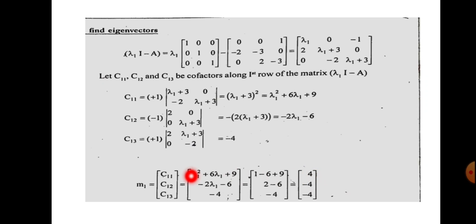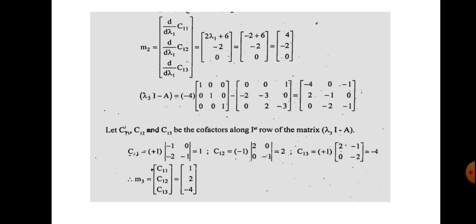And here you know that in order to find M2, you have to do the same procedure, but you know that here lambda 1 is repeating, that it has a multiplicity. So you can directly write M2 by using the equation: M2 will be equal to d by d lambda 1 of C11, d by d lambda 1 of C12, d by d lambda 1 of C13. So that is the easier method. So you don't go for the same procedure. So in the case of multiplicity, M2 will be equal to this matrix.